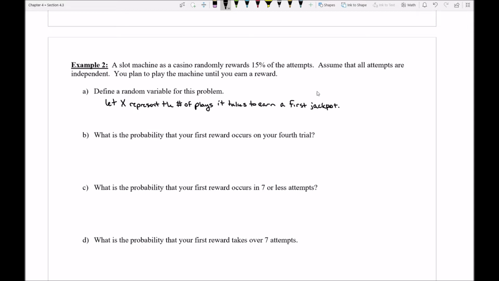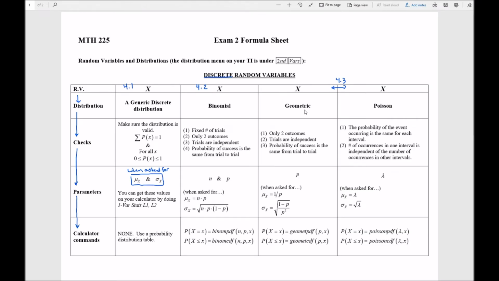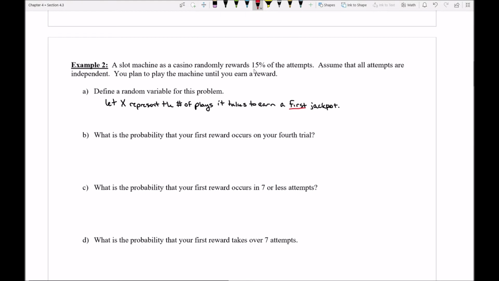Now, when I see that I'm interested here in this kind of first reward, that's a good tip-off that I might be working with something geometric. But of course, if I want to test that it's geometric, I better also check the conditions. So let's work through this. In this scenario, every time I pull the lever, are there only two outcomes? Well, yeah, because I either get the jackpot or I don't. Okay, so two outcomes, check. Are the trials independent? Well, yeah, the question even said that, so that's checked off as well. The probability of success is supposed to be the same from trial to trial. Well, that doesn't seem too bad because the chance of winning is going to be 15% all the time.